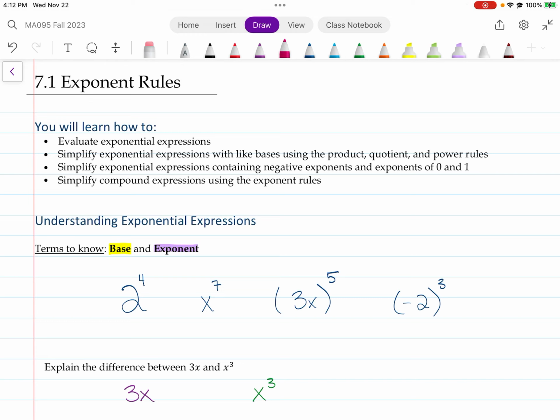Today I'm going to be talking in this video about these two topics, and then in the next video, part B, I will talk about these two topics. There's a lot of examples. This takes a lot of practice. All right, so first you need to know what a base and an exponent is.